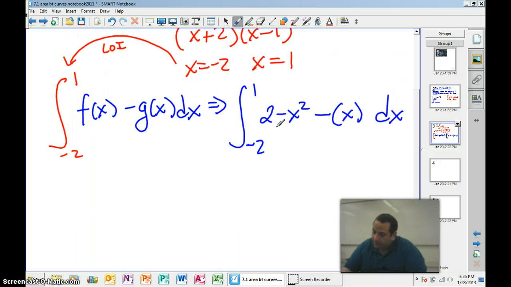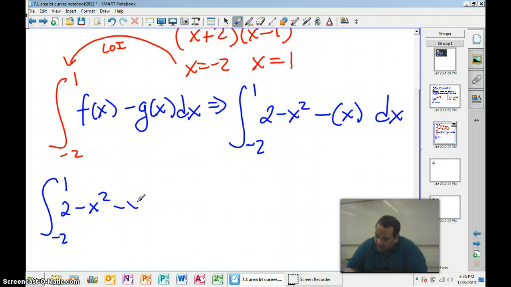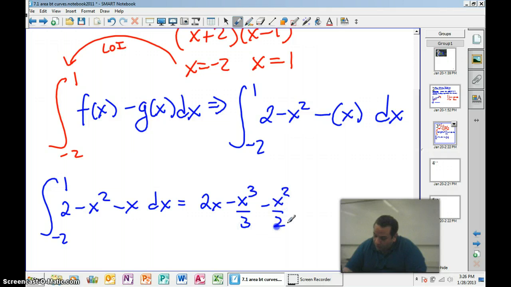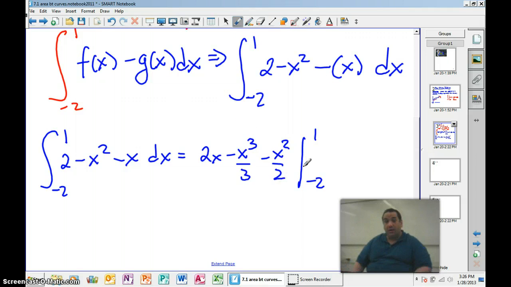No problem. This becomes the integral from -2 to 1 of 2 minus x squared minus x dx. Now let's take the integral. The antiderivative is 2x minus x cubed over 3 minus x squared over 2, all evaluated at 1 and -2. When I evaluate it at 1, no calculators involved here, I get 2 minus a third minus a half.